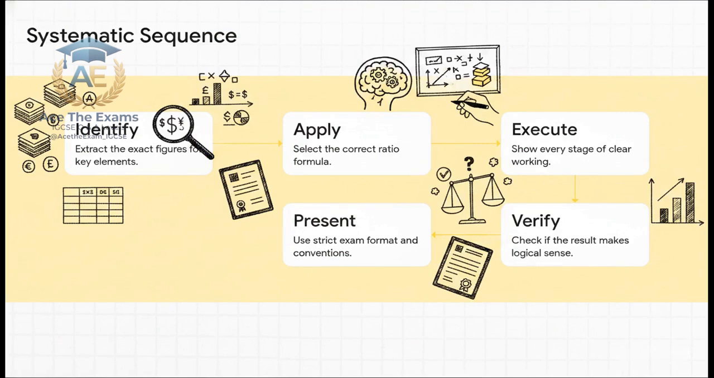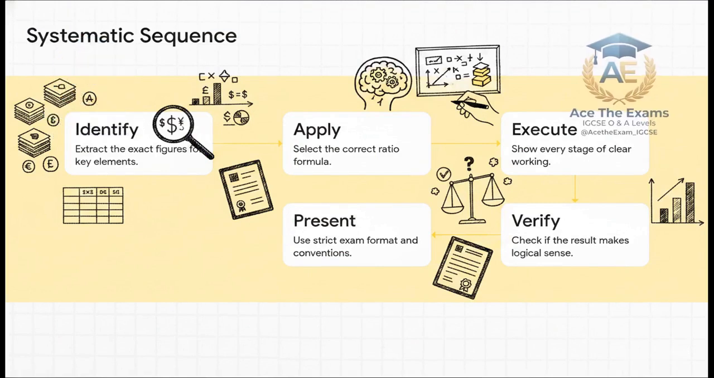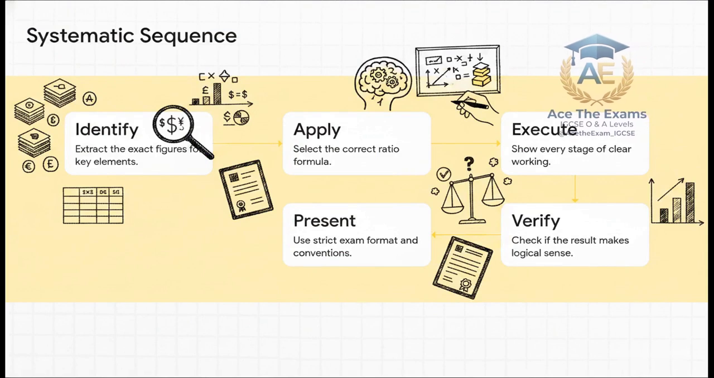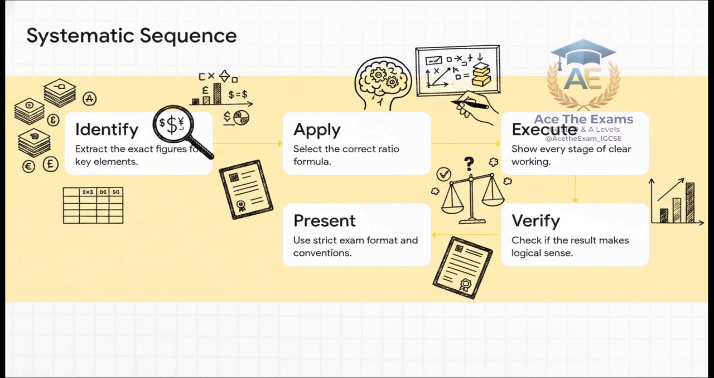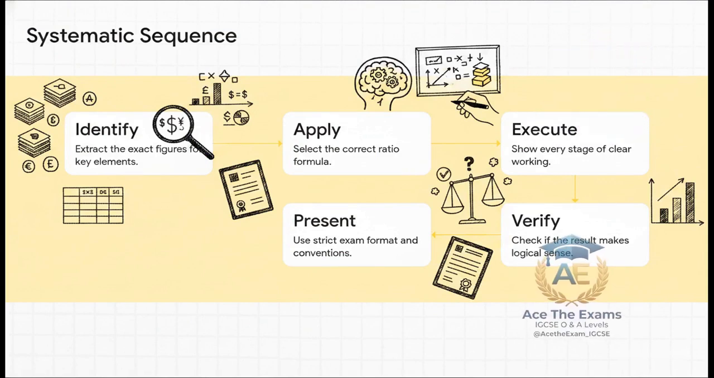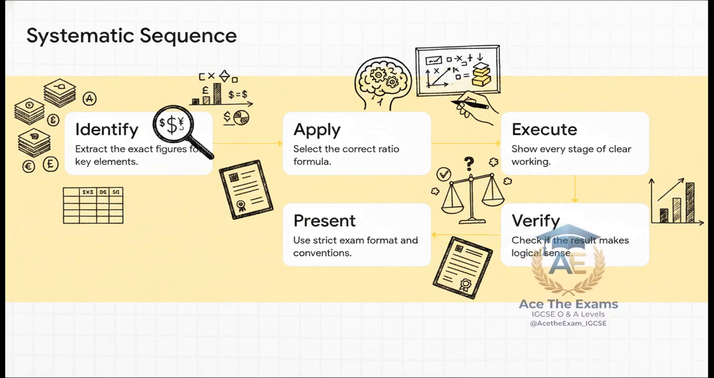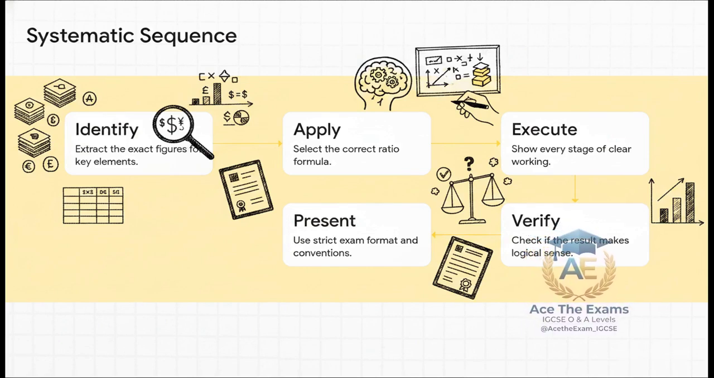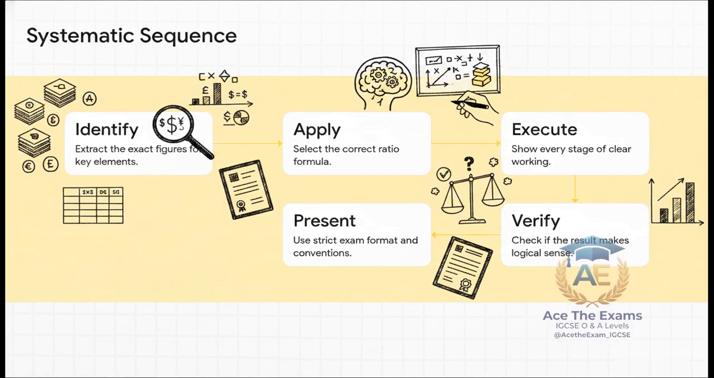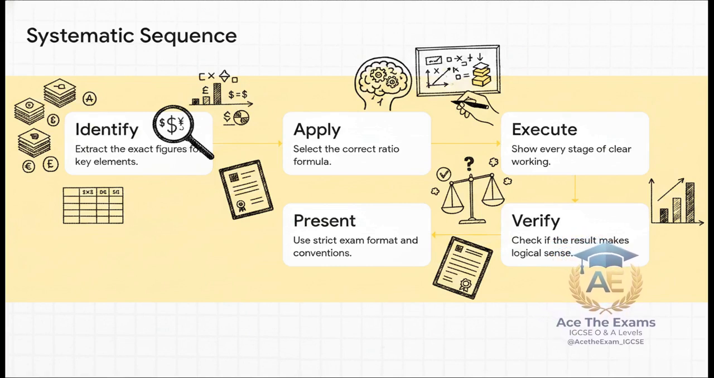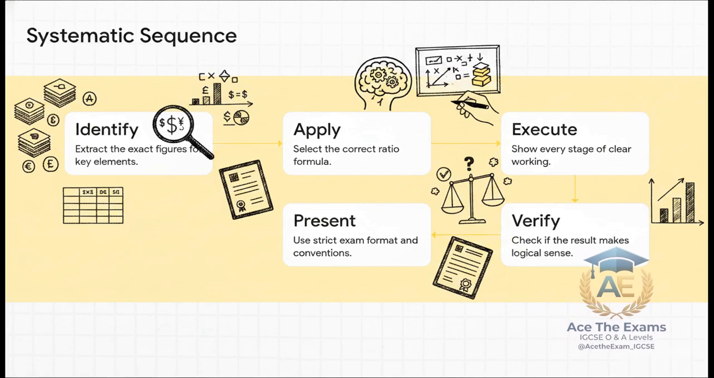So, to guarantee you capture every single one of those method marks, your systematic processing must follow a highly specific, standardized sequence. Let's break it down. Step 1. Identify key elements. You have to act like a detective and extract the exact figures for gross profit, profit for the year, revenue, and capital employed from those chaotic data tables. Pull out only what you need. Step 2. Apply principles. This means selecting the correct ratio formula without any hesitation. You should know them cold.